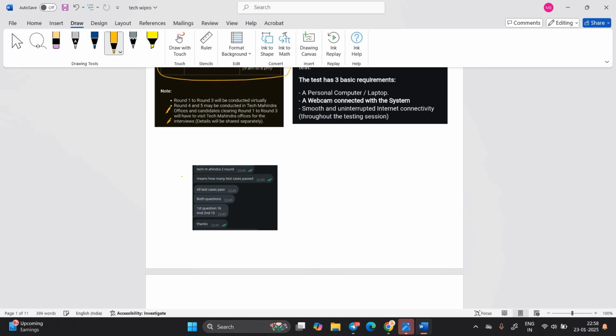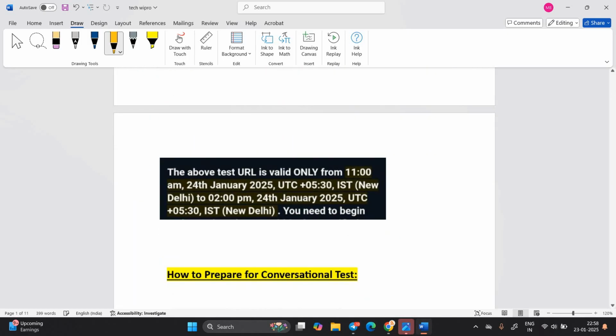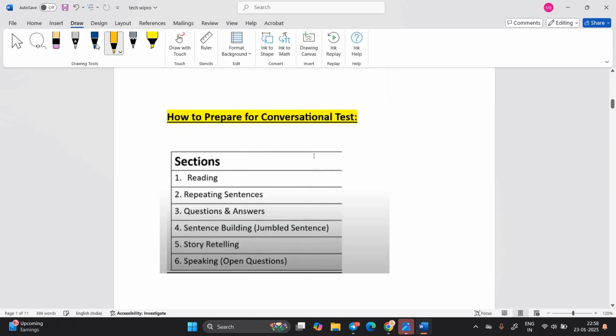So I asked the candidate how many coding questions or test cases they passed. All test cases passed, both questions, first question 16 and second question 30. So there is a high chance that the candidate received the update from SHL, and finally received the update from SHL that your test is valid from 24 January 11 p.m. to 2 p.m.